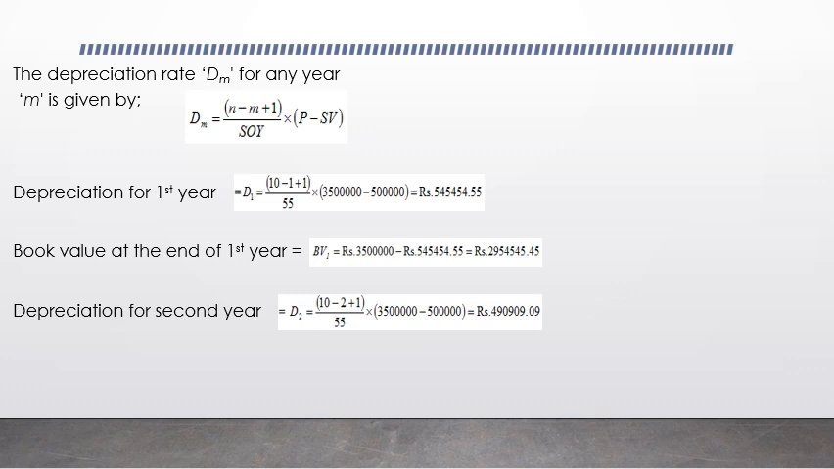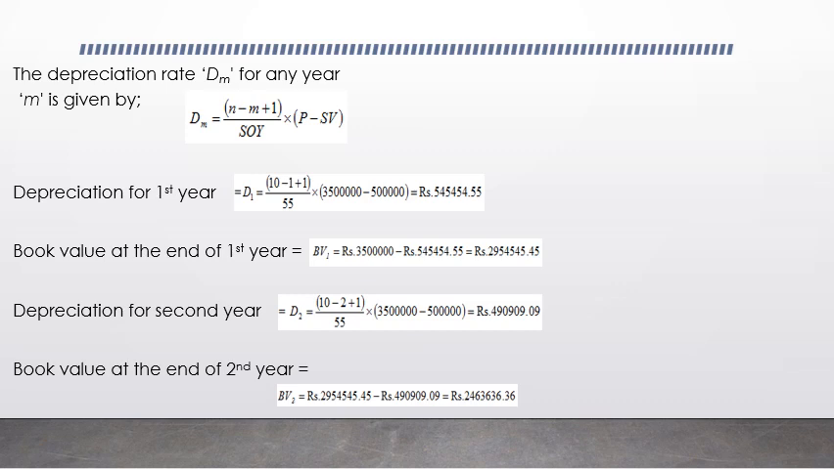What is the book value at the end of the second year? Value at the end of first year minus depreciation during the second year. How is that calculated? What was the value at the end of first year? 2,954,545. What is the depreciation during the second year? 490,909. Subtract the second year's depreciation from the value of the asset at the end of the first year. You will get the book value at the end of the second year.